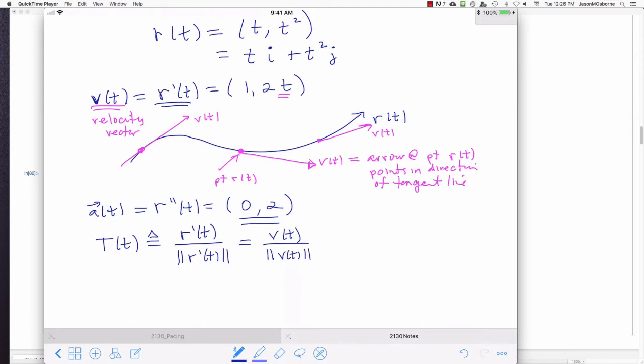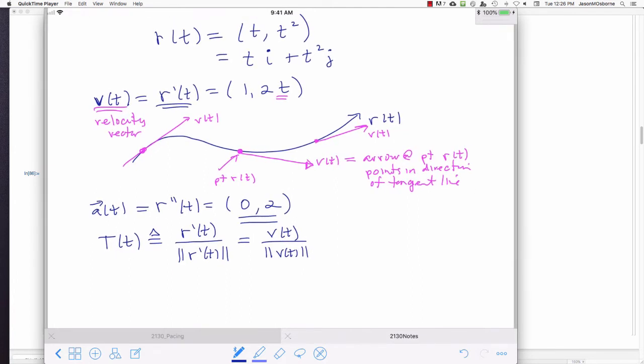So if you're asked to find the vector t, all you need to do is to take the velocity vector, which is (1, 2t), and then divide by its magnitude. Its magnitude is the square root of the dot product of that vector with itself.